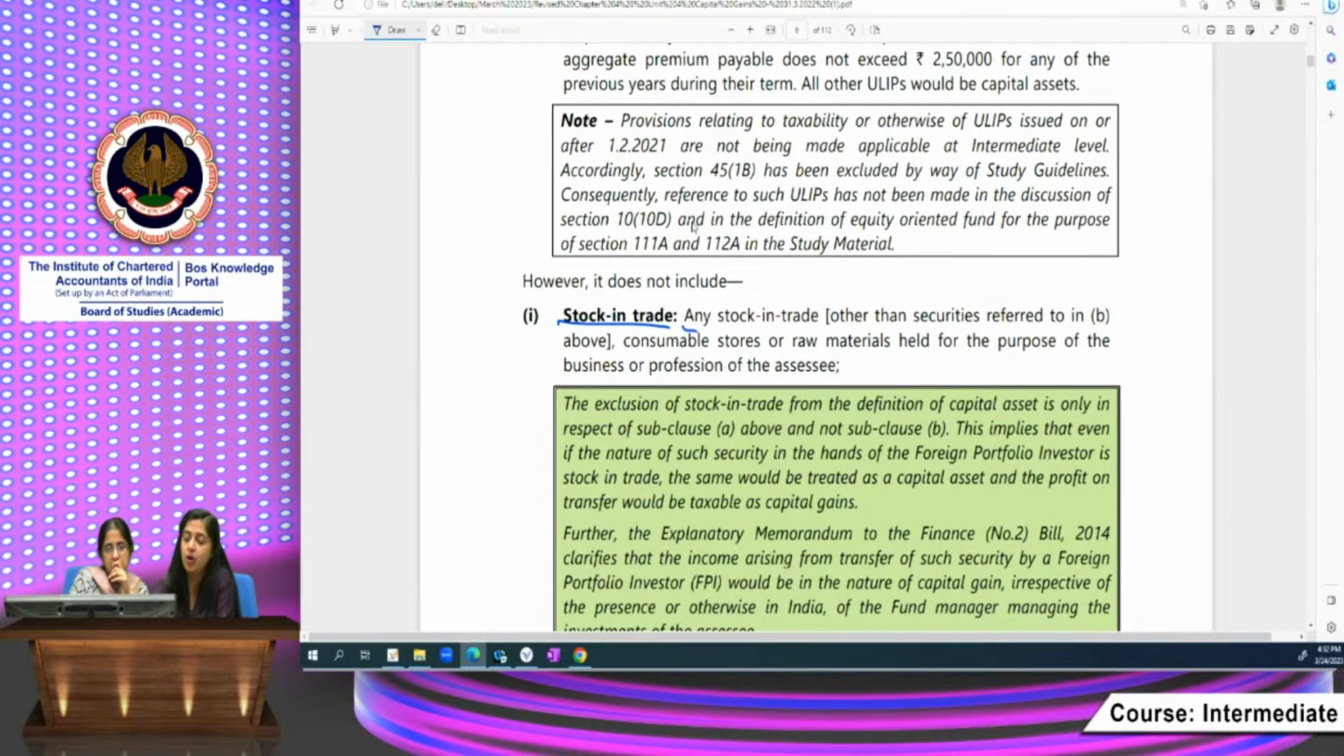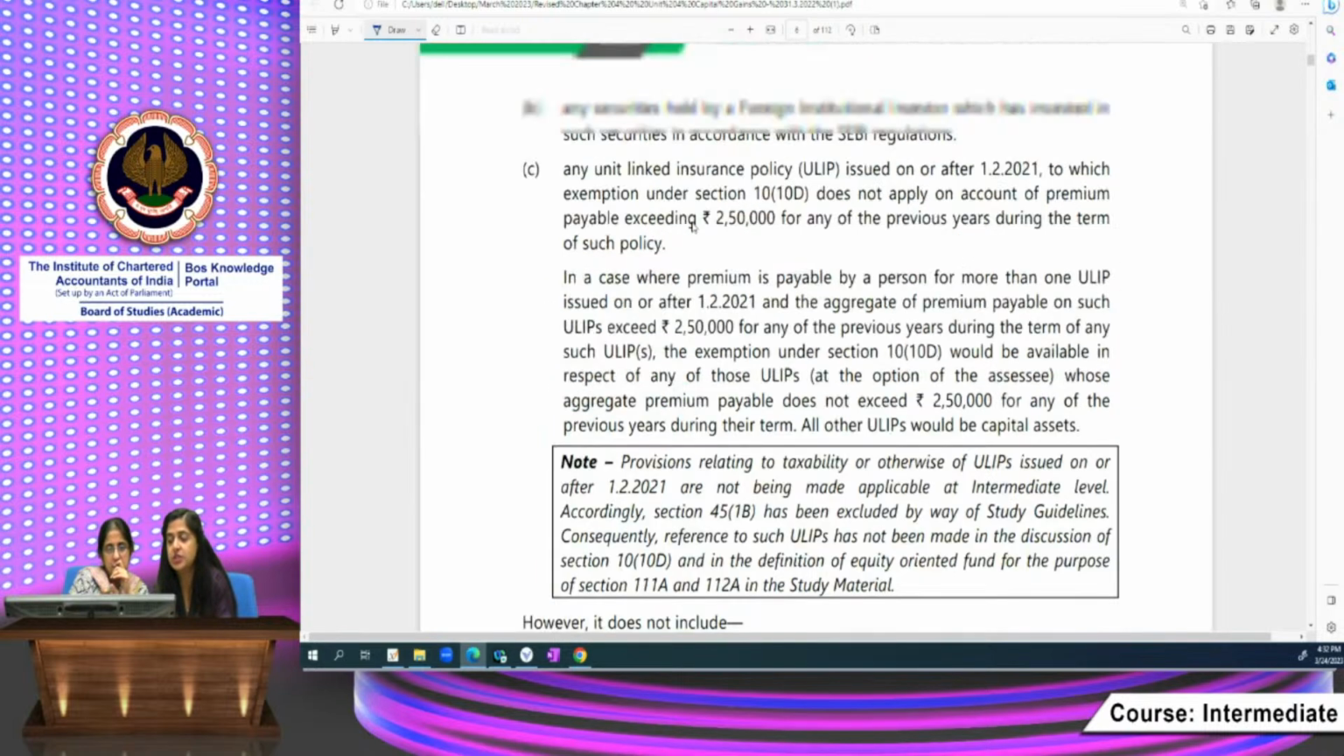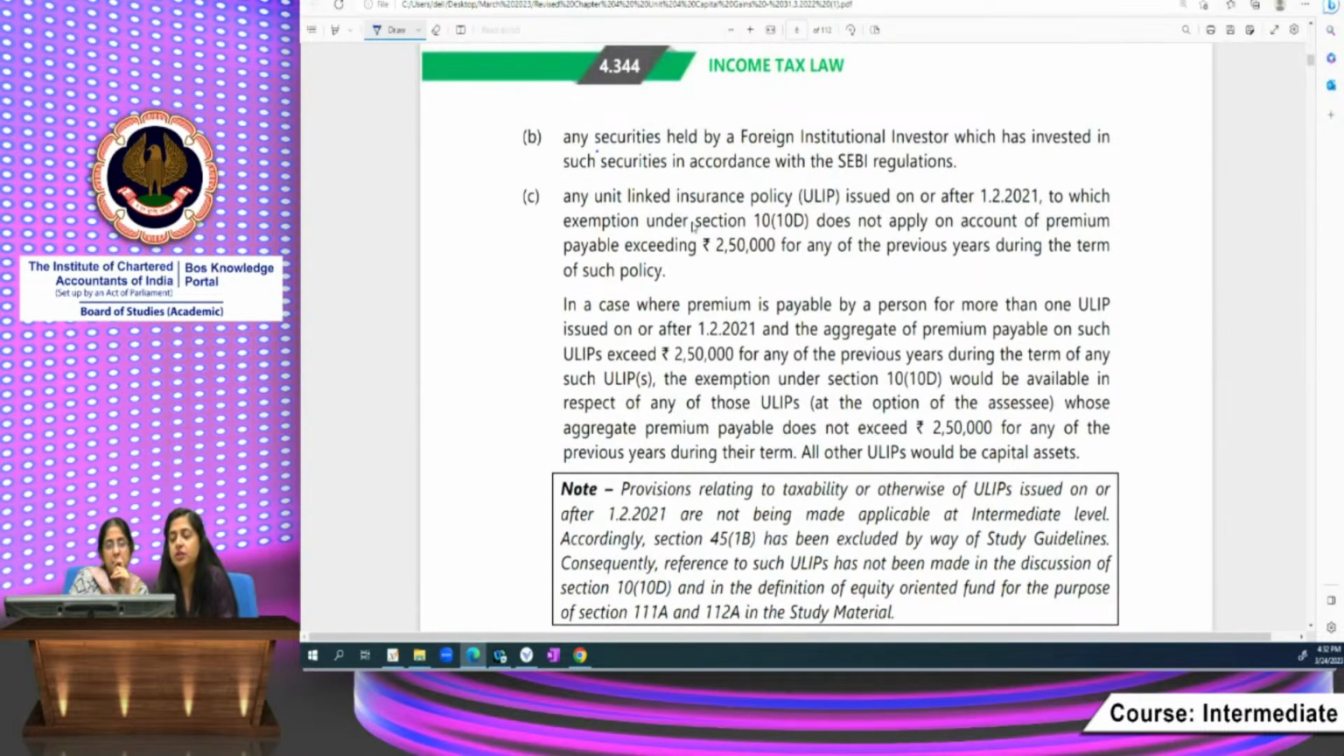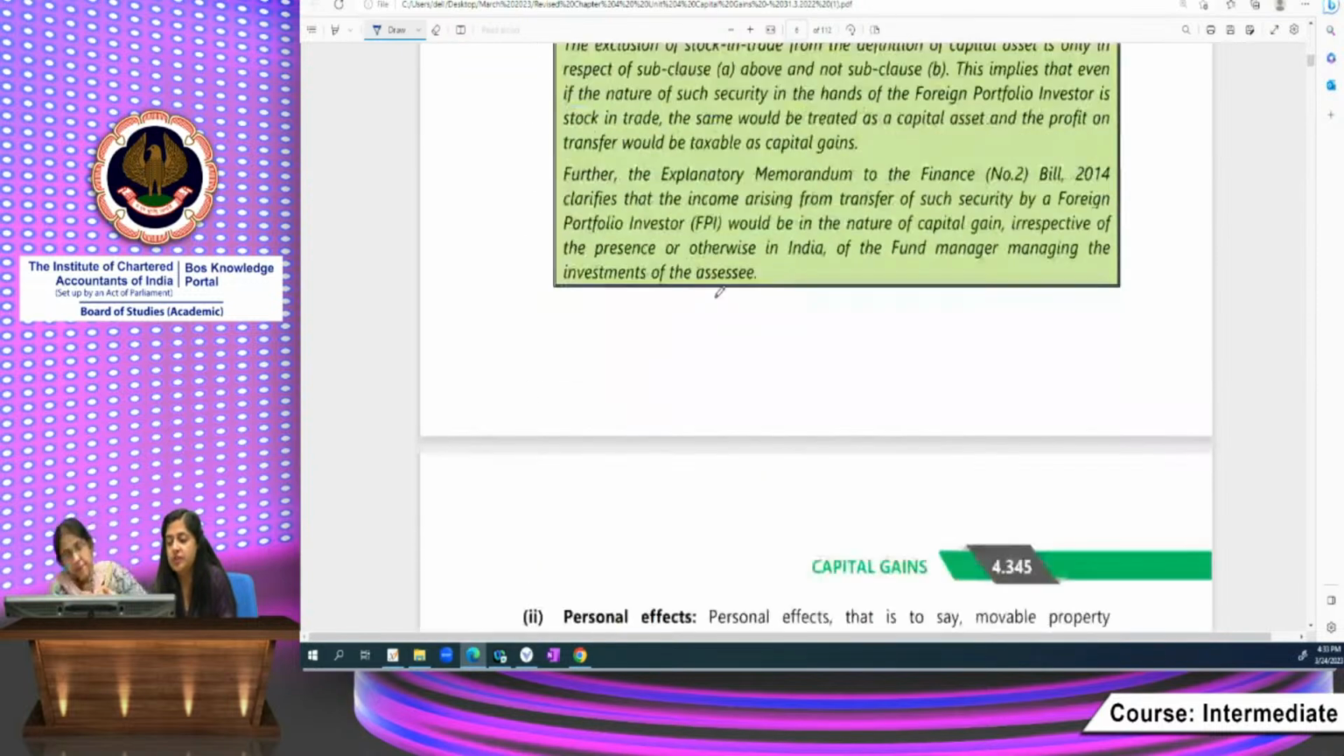So any stock in trade which is consumable as stores, raw material for the business or profession, it's not a capital asset, it's a stock in trade. But in case of securities of a foreign institutional investor, whether the securities are held as stock in trade, whether the FII has the business of selling or purchase of the securities, in that case also it's a capital asset. It is not a stock in trade.